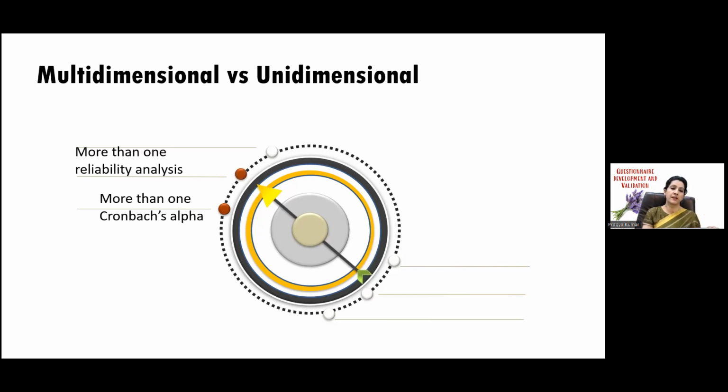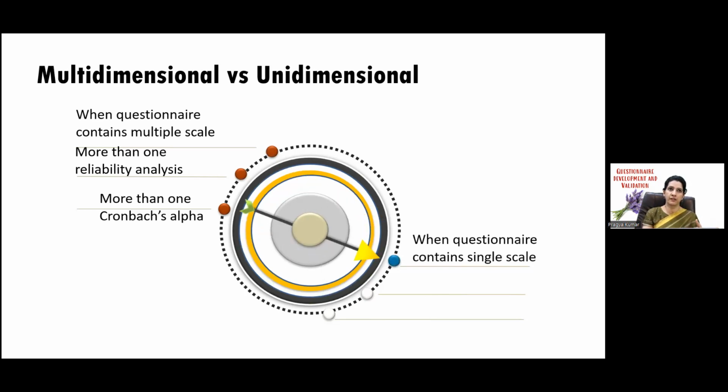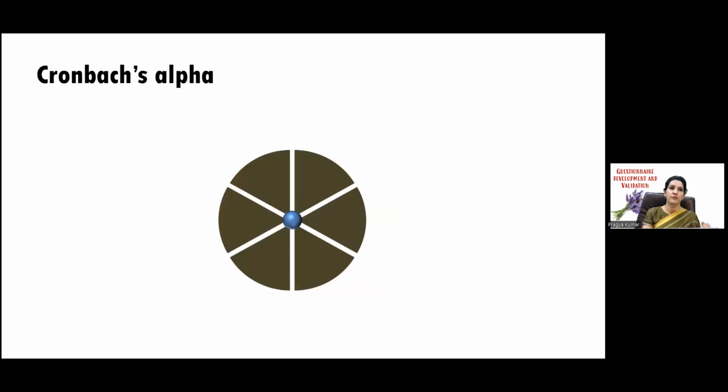That's why we say that you will have to perform more than one reliability analysis when the scale is multi-dimensional. When the scale is unidimensional, you have to perform only a single reliability analysis and there will be one Cronbach alpha. So now coming to the properties of Cronbach alpha.